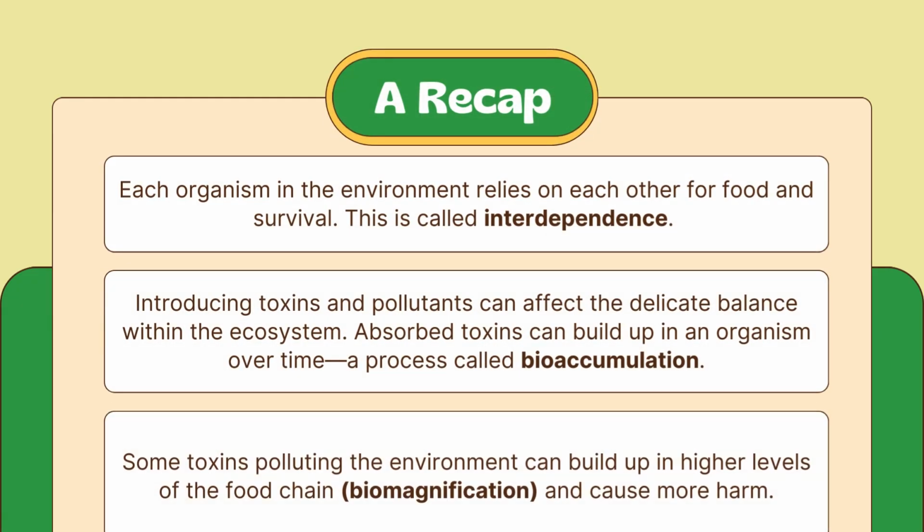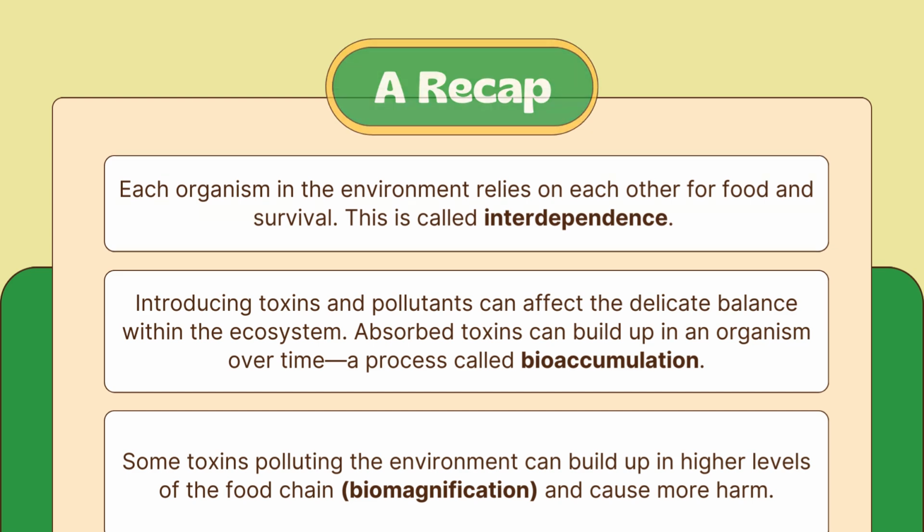A recap: each organism in the environment relies on each other for food and survival. This is called interdependence. Introducing toxins and pollutants can affect the delicate balance within the ecosystem. Absorbed toxins can build up in an organism over time, a process called bioaccumulation. Some toxins polluting the environment can build up in higher levels of the food chain, biomagnification, and cause more harm.